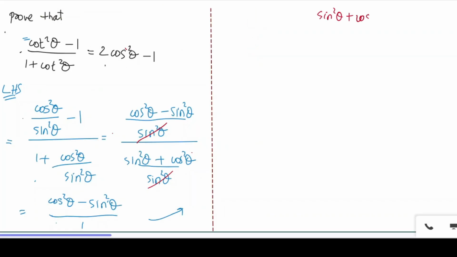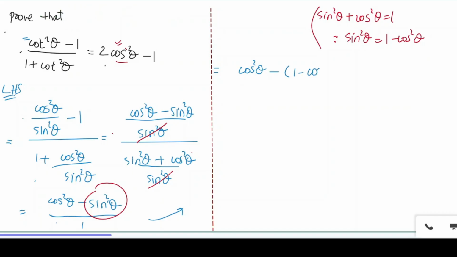So now it's time to remove the sine square from here, because the right hand side only has cos square. As we know, sine square plus cos square is equal to 1, and because we want the term in the form of cos only, we find the sine square value from here, which is 1 minus cos square, and place this value in the place of sine square. So cos square minus 1 minus cos square, which will be converted into the positive sign after opening the bracket, and then you have 2 cos square minus 1. That's your right hand side.